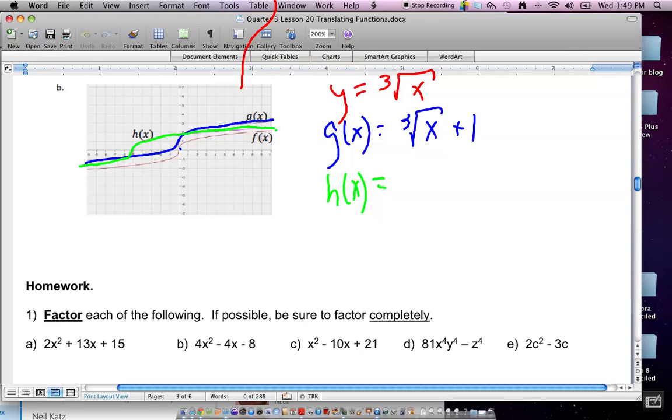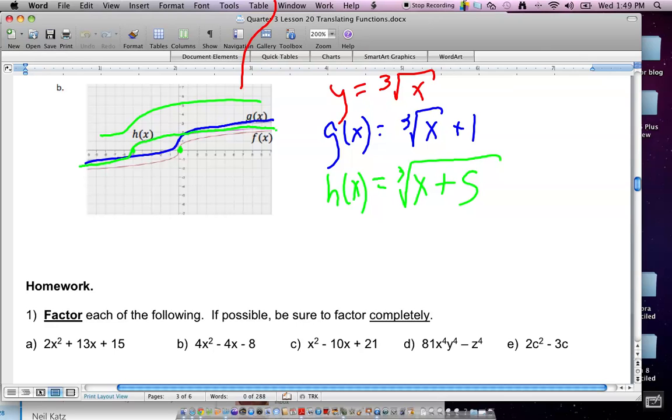Is there any horizontal shift? Yes. Which direction? Left or right? Left. Going to the left, that's the negative direction, so I have to switch the sign. So it's going to be cube root x plus, now how many places? Five. Is there any vertical shift? No. Look at just this point here and just that point. Has it gone up or down? No. If this went up to here and for argument's sake went like this, then there would be vertical shift. Okay? So it's just h of x is the cube root of x plus 5.